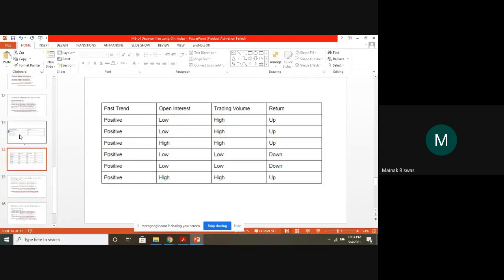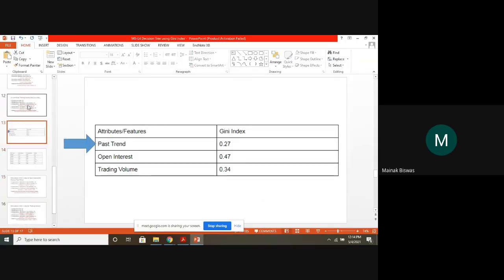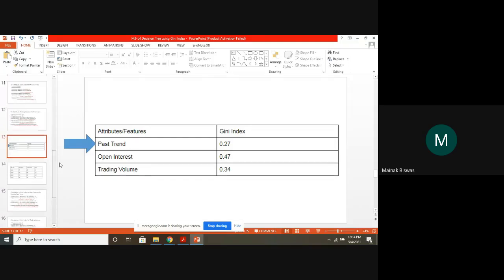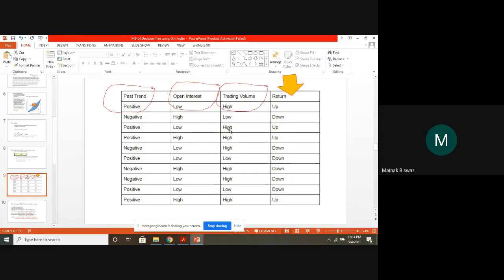So now, past trend we have seen is either positive or negative. So we filtered the positive data out and the negative data out. Now for positive data, we have to compute the Gini index for open interest and trading volume. For negative also, we have to find the Gini index for the open interest and trading volume.